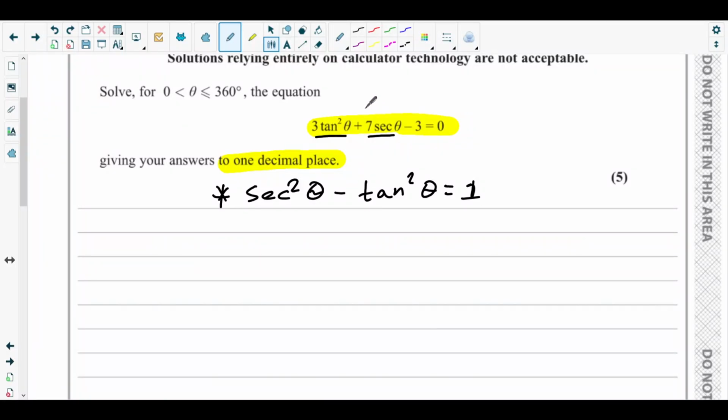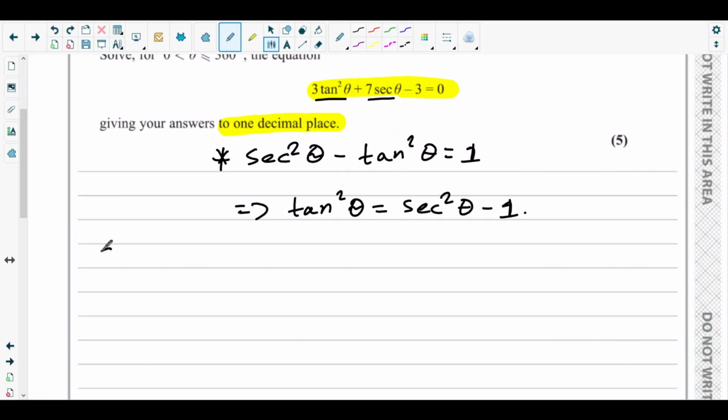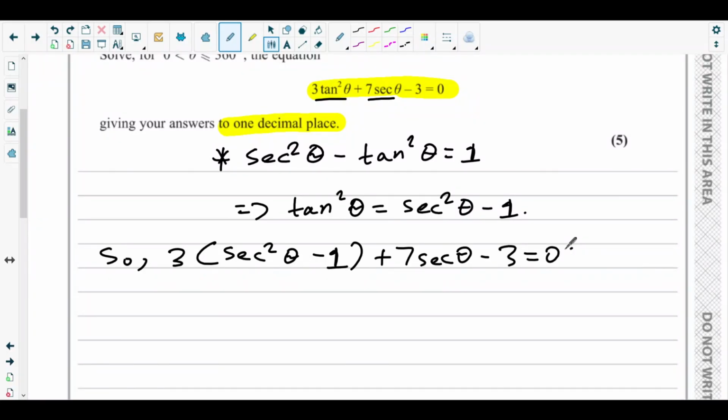Okay, so what can we write for tan squared theta? Tan squared theta is sec squared theta minus 1. So we will just substitute in place of tan squared theta: 3 times sec squared theta minus 1, plus 7 sec theta minus 3 equals 0. Fine. Now 3 sec squared theta minus 3 plus 7 sec theta minus 3 equals 0.